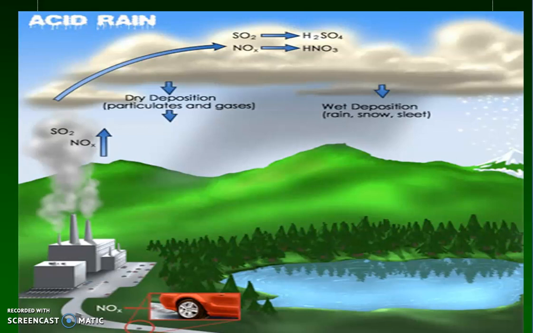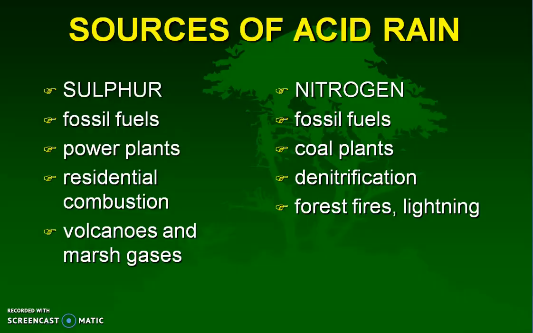So these gases are released from different sources, and these sources include the burning of fossil fuels, power plants, residential combustion, volcanoes and marsh gases. The nitrogen oxides are released from fossil fuels, coal plants, denitrification processes, forest fires, and lightning.